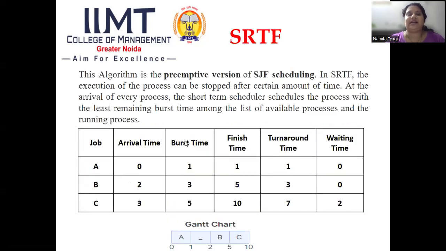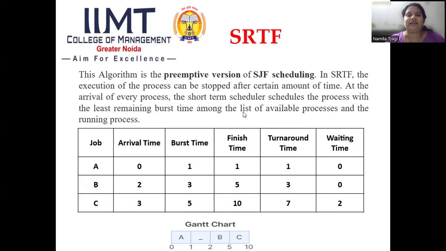Next is SRTF. SRTF stands for shortest remaining time first scheduling. This algorithm is the preemptive version of SJF, shortest job first scheduling. In SRTF, the execution of a process can be stopped after a certain amount of time. At the arrival of every process, the short-term scheduler schedules the process with the least remaining burst time among the list of available processes and the running process.